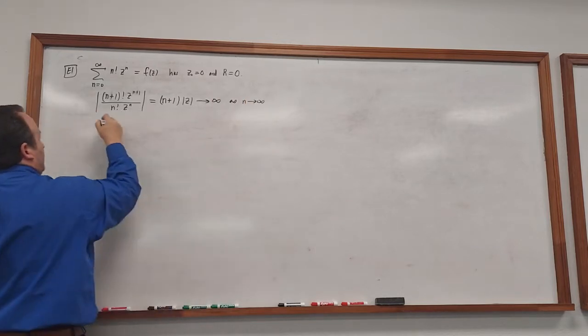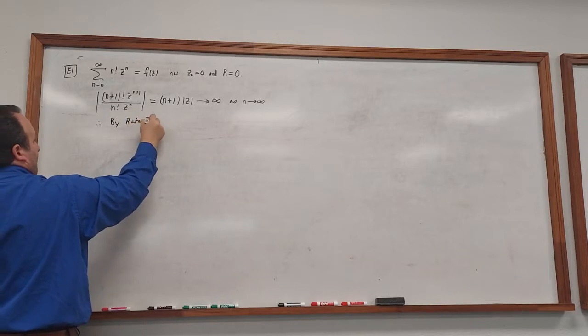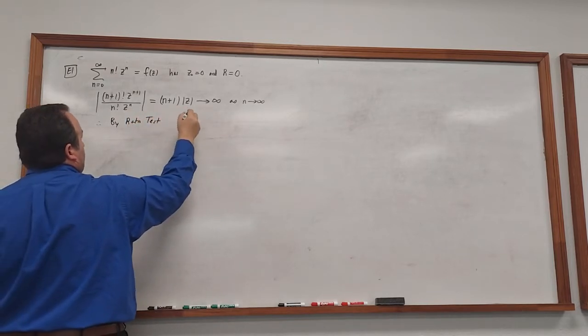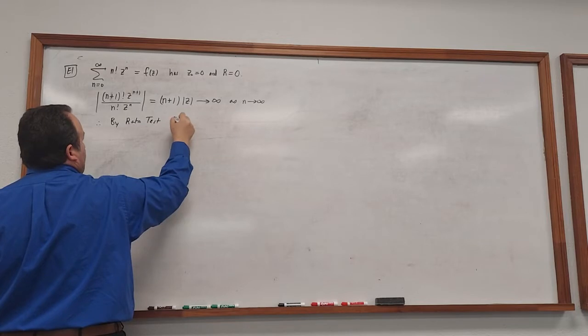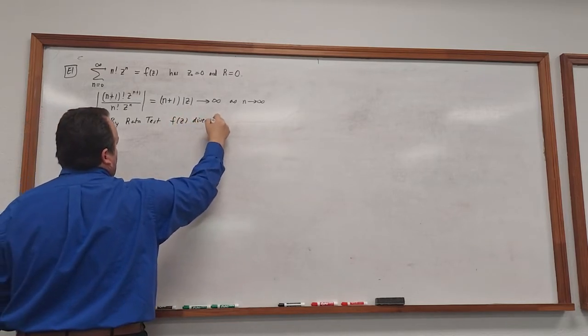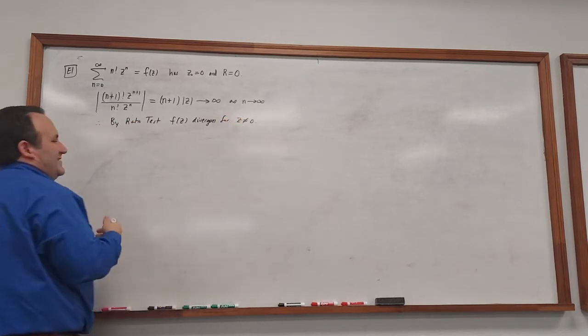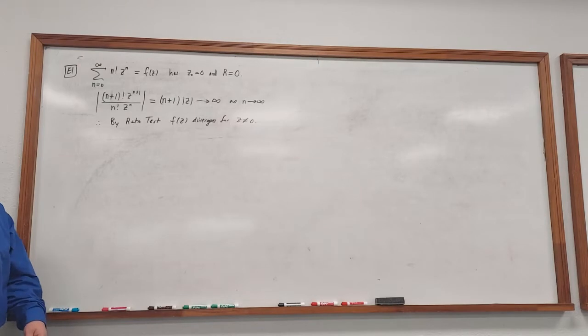So, therefore, by the ratio test, f of z diverges for z not equal to 0. So I do need that z is not equal to 0. See, it's a get out of jail free card.